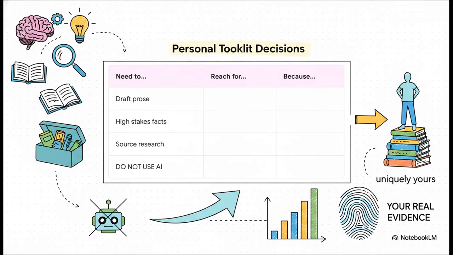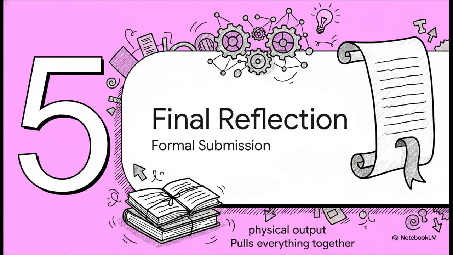In your personal toolkit's decisions table, you're going to have rows for specific everyday tasks, like drafting prose or grabbing high-stakes facts. But crucially, there is a row for tasks you should absolutely not use AI for. Think about it. You can't outsource a sensitive apology or determining your core life strategy. For each task, you just note which tool you'll reach for and exactly why. This personal calibration data beats any expert opinion on the internet, hands down, because it's built on your own real evidence. It's uniquely yours. Which flows perfectly into Section 5, the final reflection.